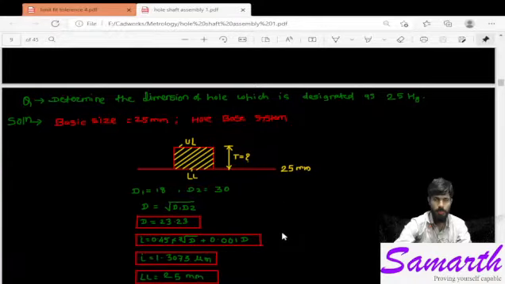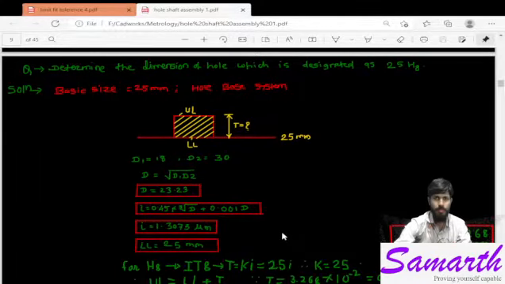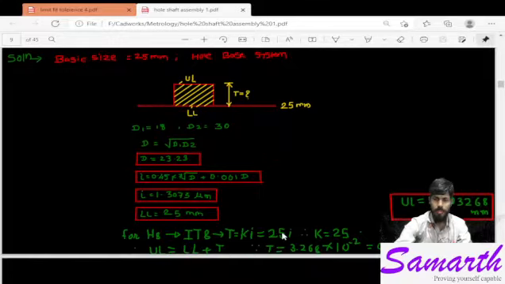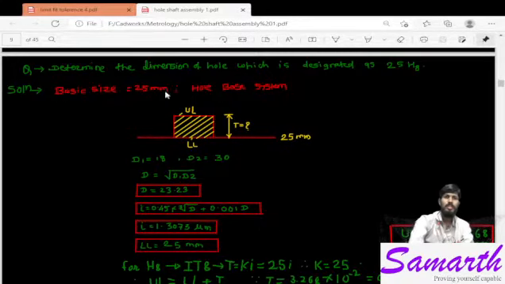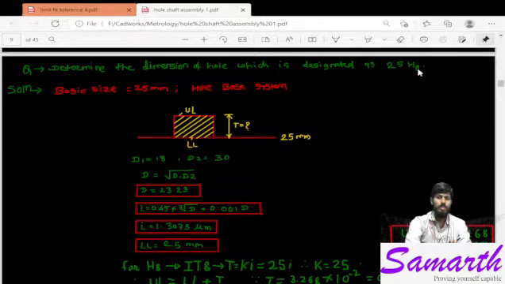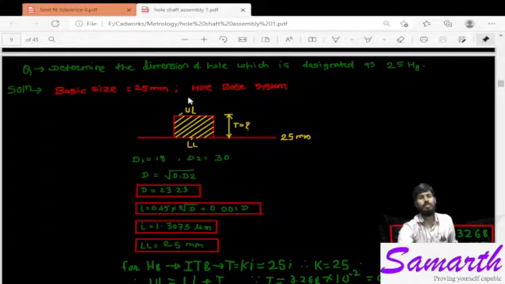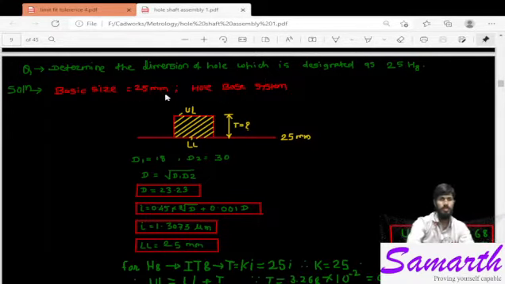Here is one example. Let us see. Determine the dimension of the hole which is designated as 25 capital H 8. That is suffix 8. The basic size is 25 mm. It is a hole base system, because capital H is given. So this is the base diameter, the lower limit of the hole.